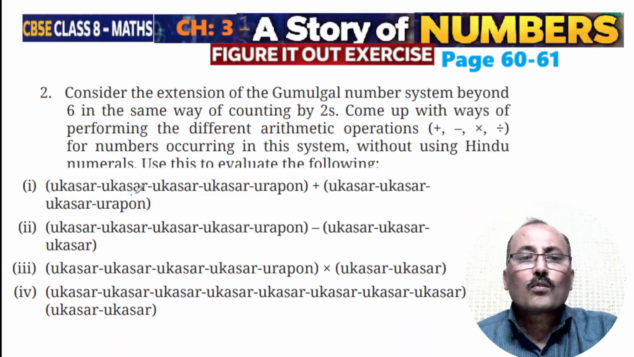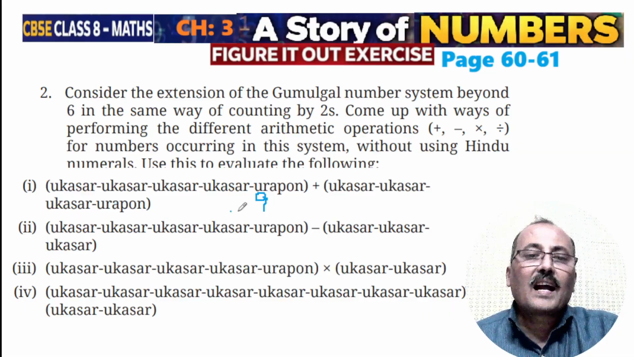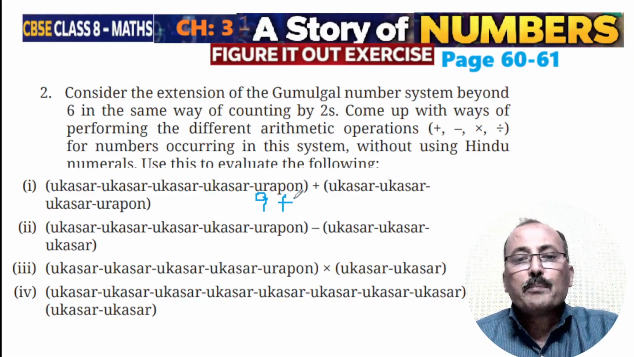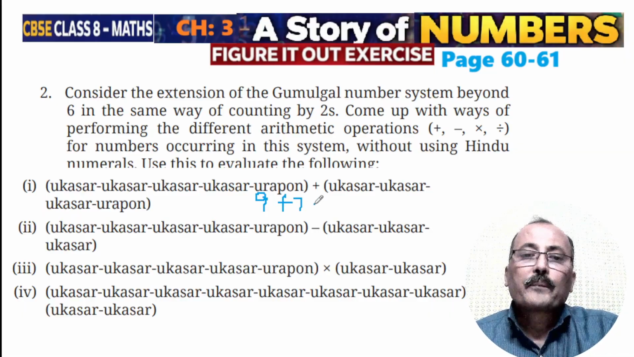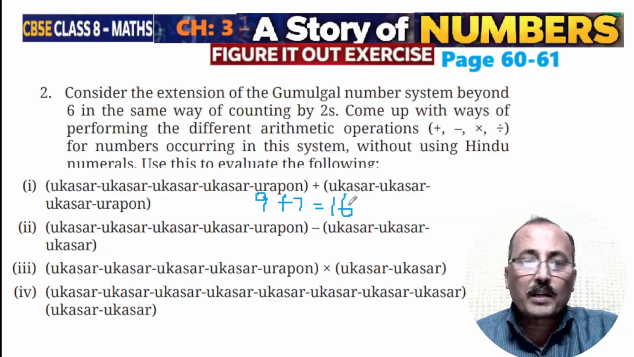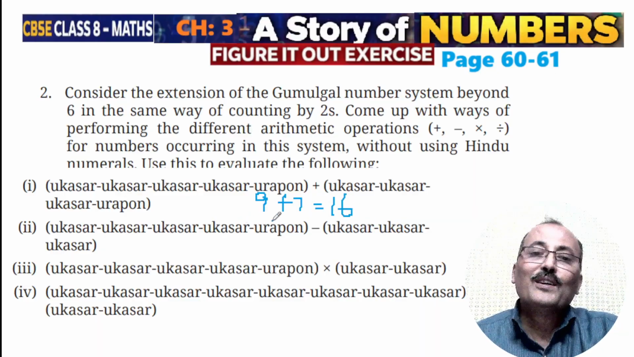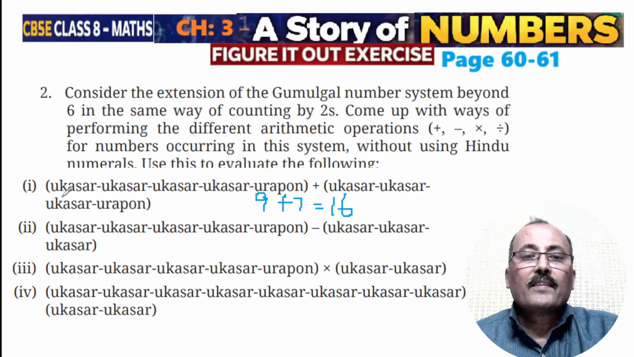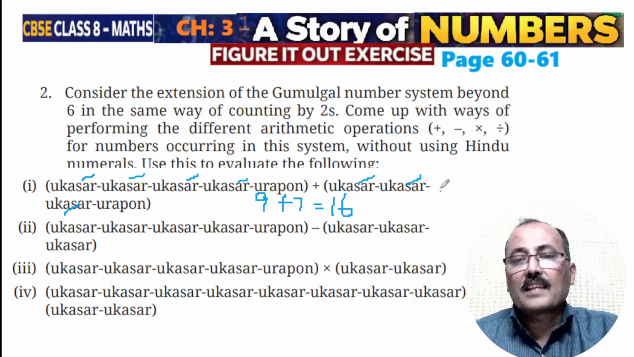What is that? Ukasar, Ukasar, Ukasar, Ukasar, Urapan. How many? 2, 4, 6, 8 plus 1, 9. This is 9. And here plus 2, 4, 6 and 7. So that means how much is it coming? 16. Okay, it is coming 16, but they don't know 16. For what they will do? 7 ukasars, 1, 2, 3, 4, 5, 6, 7 ukasars they are going to add.